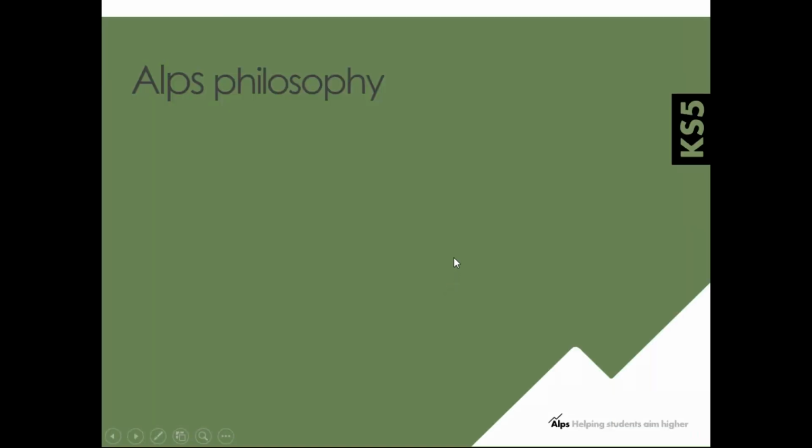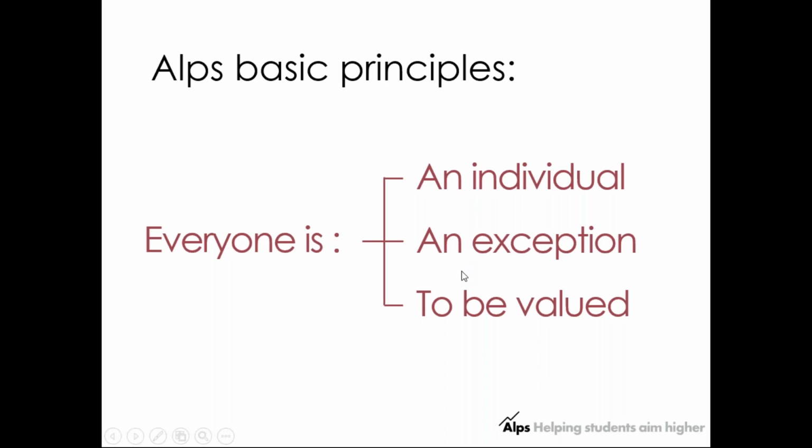So the Alps philosophy. We believe that every student is an individual and an exception and to be valued. And as such, the report is written from the basis that all of the data in here, all the way down to student level, is important. You can see that there are some strategic pages, there are some subject pages, but also we're looking at every individual student and how you as a school have added value to their progress through their school career, in this instance from the beginning of year 12 to the end of year 13.